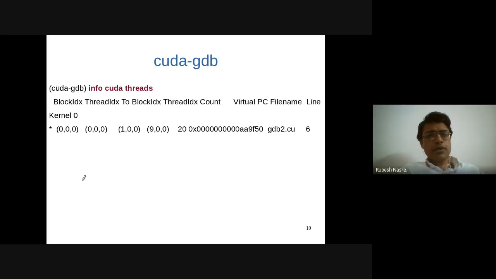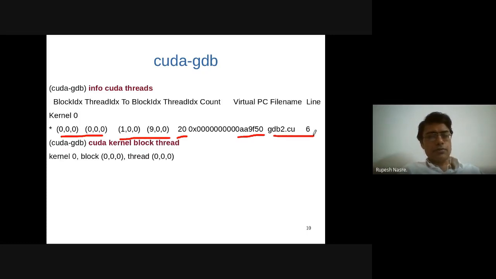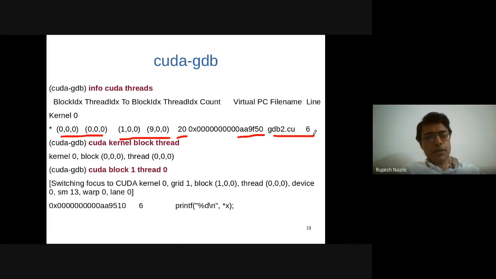For example, what are the starting block ID, thread ID, to ending block ID, thread ID, because we invoked it with two blocks, each containing 10 threads, so 20, and so on. This is the PC address, which might not be useful for you, but this information about the part might be useful. Again, this is information about different threads and blocks and so on.